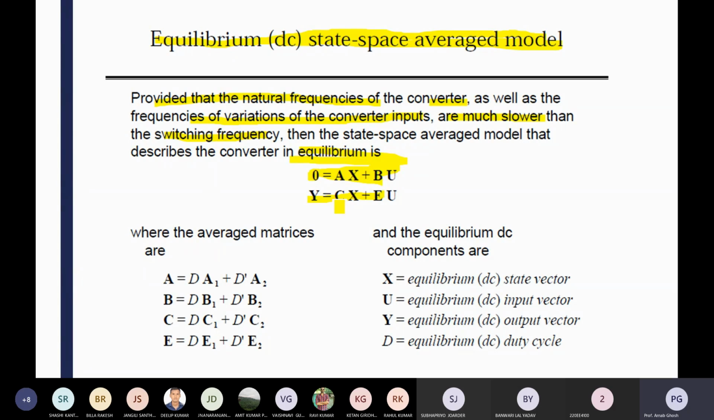So 0 equal to Ax plus Bu, then y equal to Cx plus Eu. Okay, where the average matrices are A equal to dA1 plus D' A2, and B equal to dB1 plus D' B2, C equal to dC1 plus D' C2, E equal to dE1 plus D' E2, okay. Then the DC component, means calculation of the steady state value, you need to go for it. So capital X is the equilibrium DC state vector, capital U is the equilibrium DC input vector, capital Y is the equilibrium DC output vector, and capital D is the equilibrium DC duty cycle. Okay, so all are DC values.